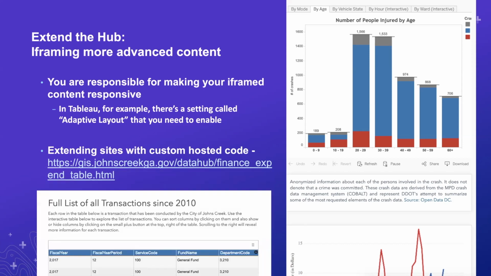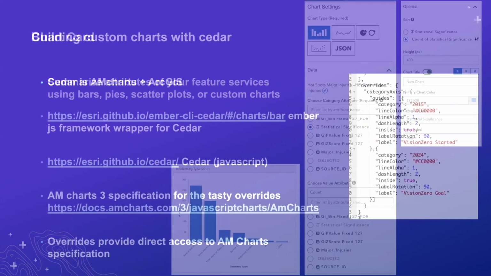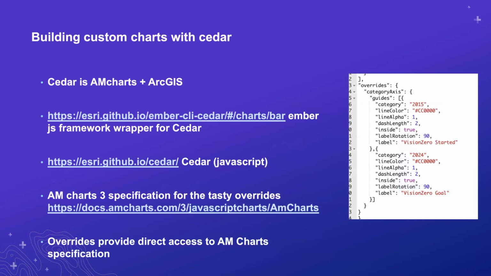So that's an idea. And this is an example from Johns Creek where they just wanted to show a dynamic HTML table. And we didn't have support for that, so they built it and they hosted it somewhere and then they embedded it. The chart card is a good way to do charts, summarizing your feature services that are on server version 10.5 or greater. You can also extend this. There's a library called Cedar, and it has a specification that's JSON, and you can pick your service and customize your chart. And this is basically a union of ArcGIS and a library called amCharts.